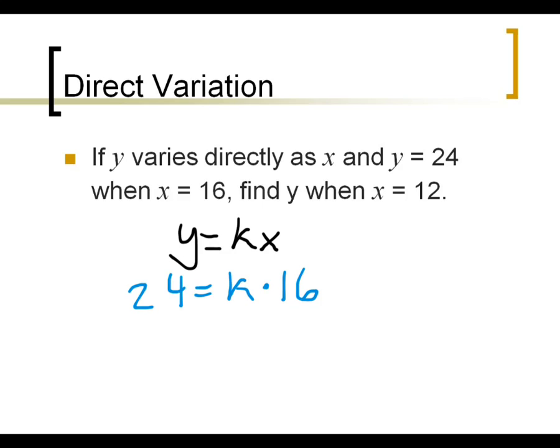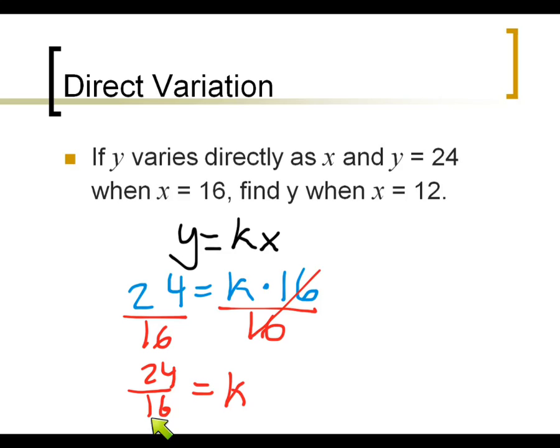Let's solve this equation for k. I need to get rid of this multiplication by 16, so I'll divide both sides by 16. So k equals 24 over 16. Let's go ahead and simplify this fraction. What's the largest factor both of these numbers have? 4 works. 8 would be the largest, right? So if I divide by 8, 24 divided by 8 is 3, and 16 divided by 8 is 2, right? So k in this problem is 3 over 2.